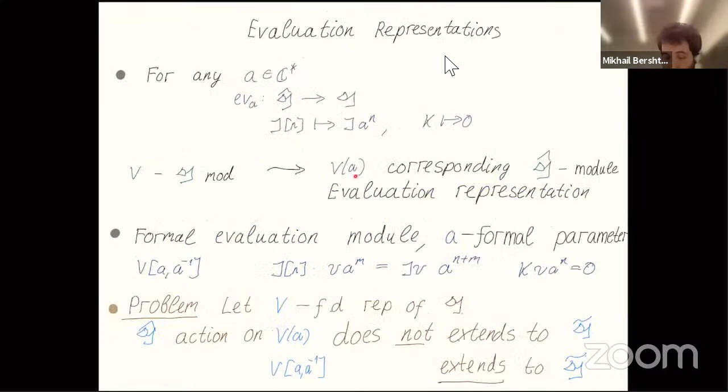Here a means that a is a complex number. Yes, these are evaluation parameters.